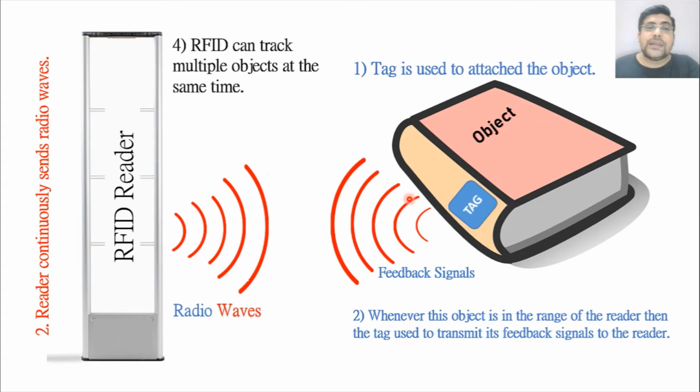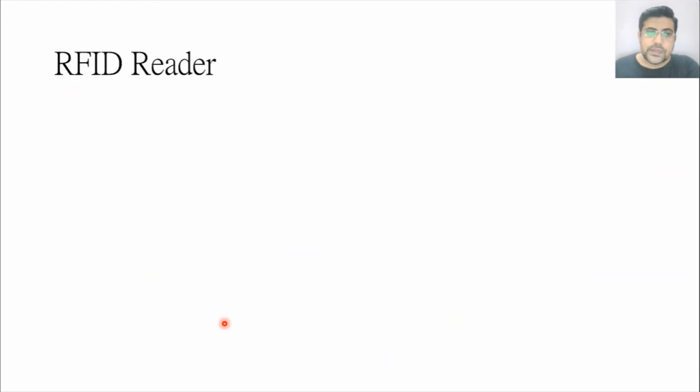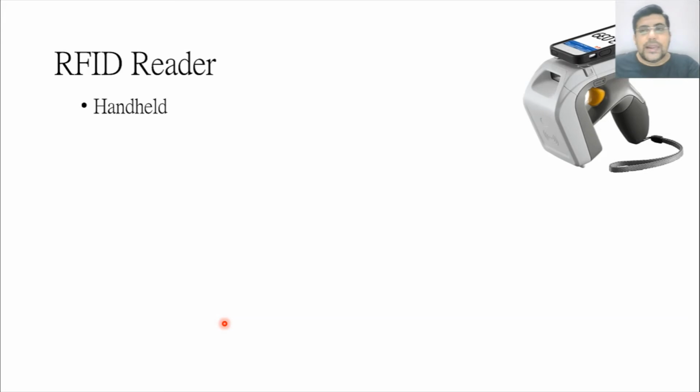An RFID can track multiple objects at the same time. So this is just to explain what is actually going on with the RFID reader and the RFID tag. There are different types of reader. Let me show you the handheld reader. This is attached to a mobile or a computer system. So this is the handheld reader.